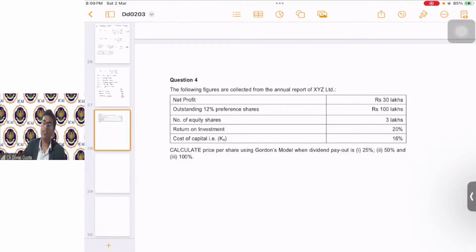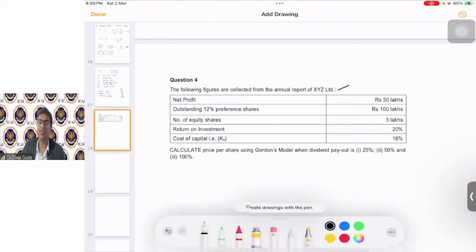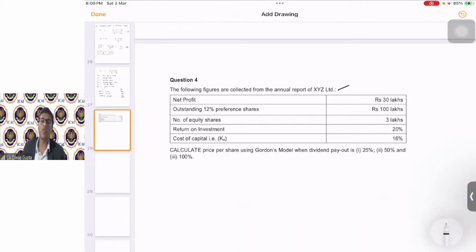Question number 4. The following figures are collected from the annual report of XYZ Limited. The net profits are given as 30 lakhs. Outstanding 12% shares is given as 100 lakhs. Number of equity shares is given as 3 lakhs. Return on investment is 20% and cost of equity, that is KE, is 16%. Calculate the price per share using Gordon's model when dividend payout ratio is 25, 50, and 100%. Three cases they have given us the dividend payout ratio, and we have to calculate the price using Gordon's model.